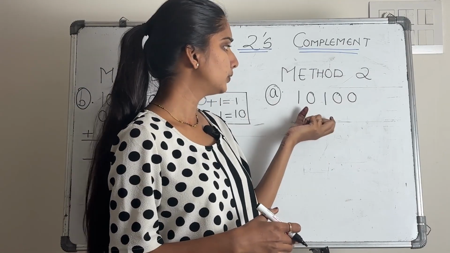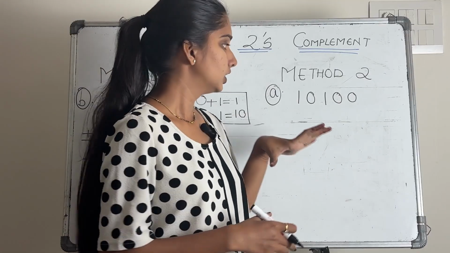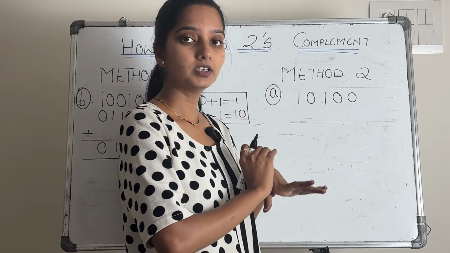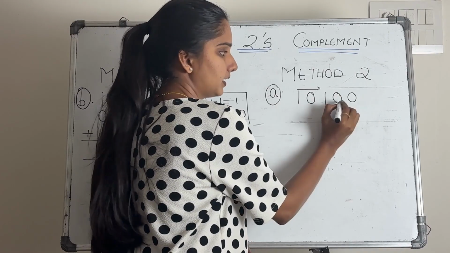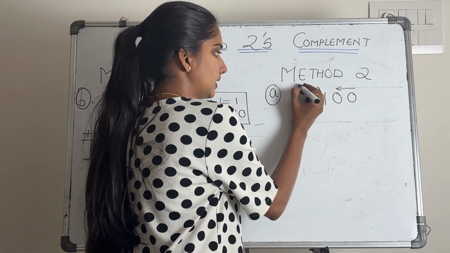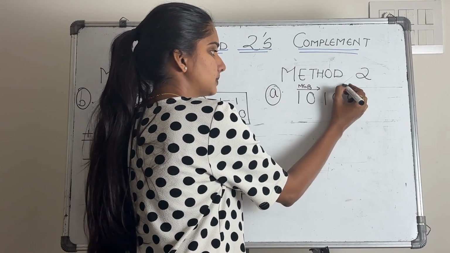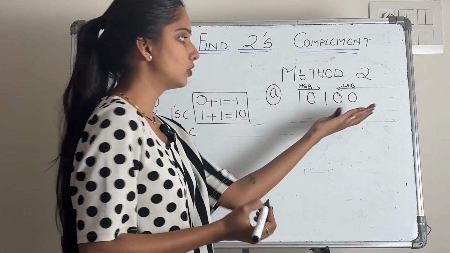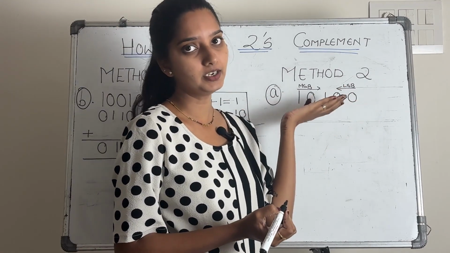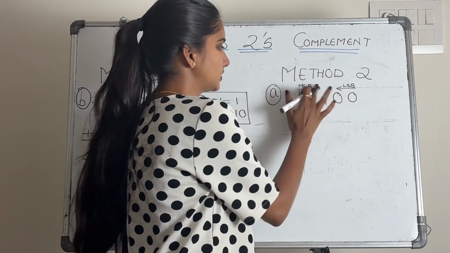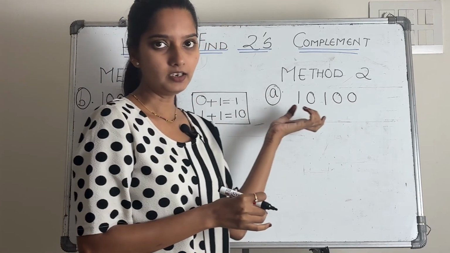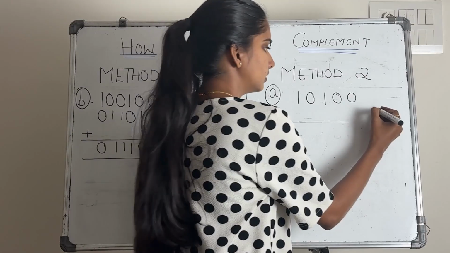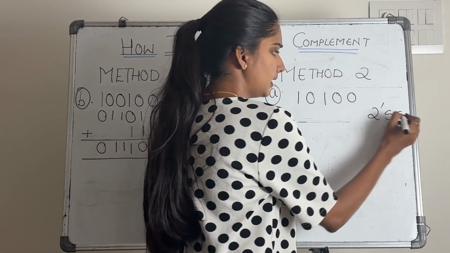So what you're going to do in method 2 is start from the least significant bit. This is my most significant bit, and this is my least significant bit. So I'm going to start from my least significant bit. This was just for your understanding. So I'm going to start from the end.